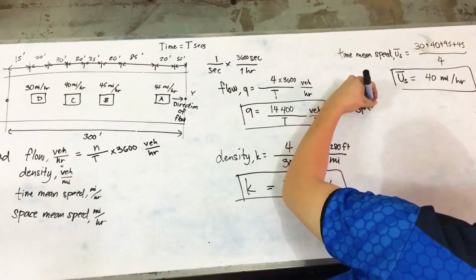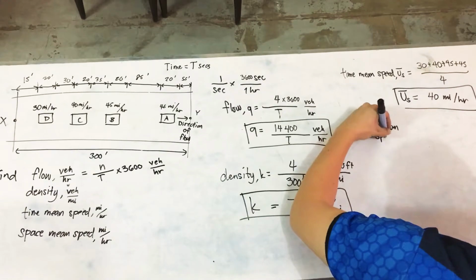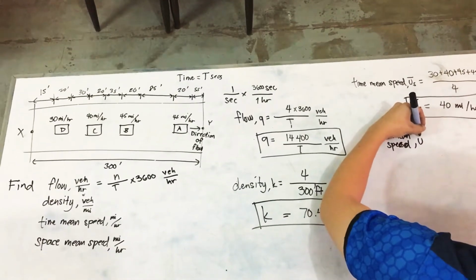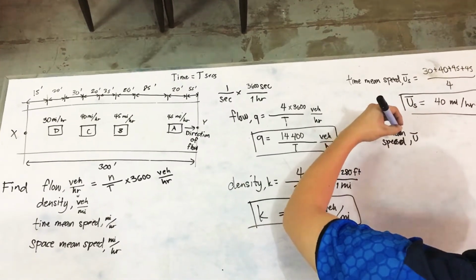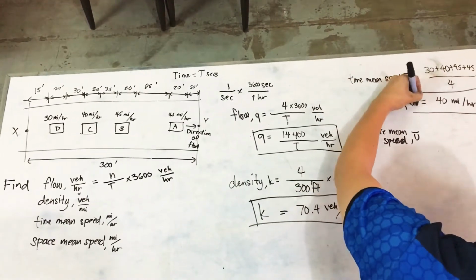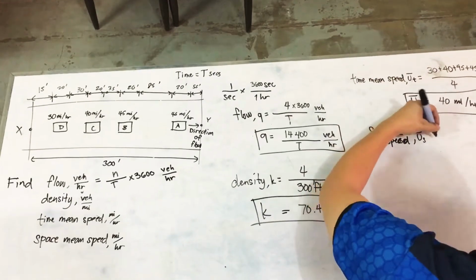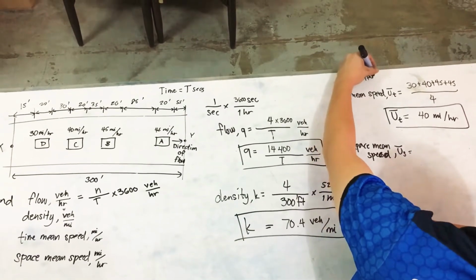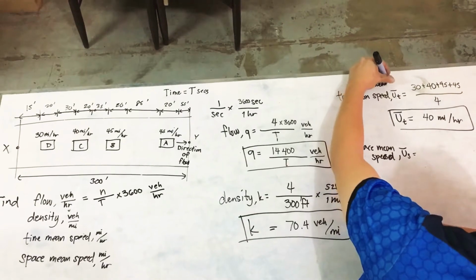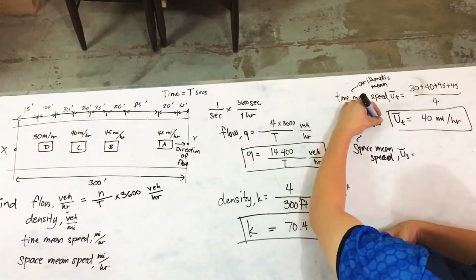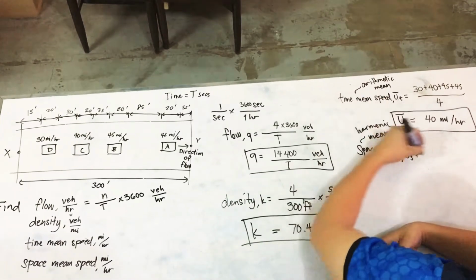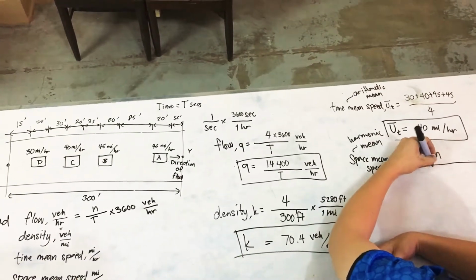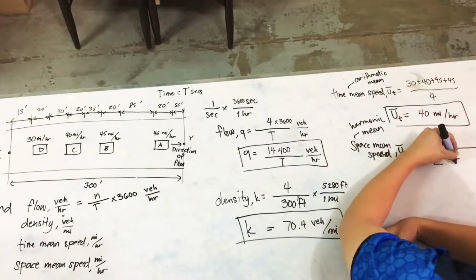For space mean speed, this is U bar T, and this is U bar S. This is the harmonic mean. So this is the arithmetic mean, and this is the harmonic mean. So how do you get that? That is just n over the sum of the reciprocals of all the speeds of the vehicles.